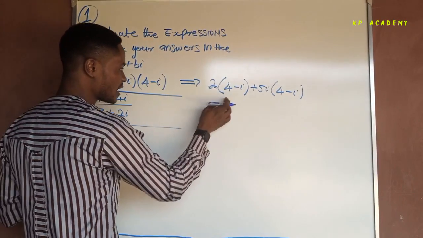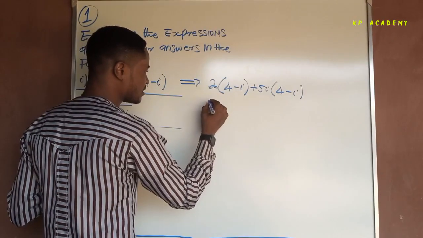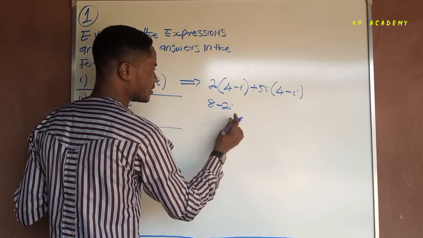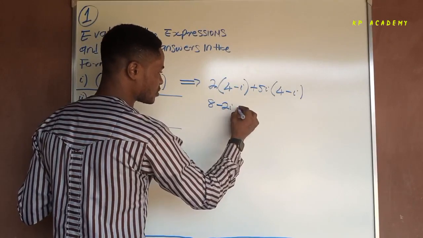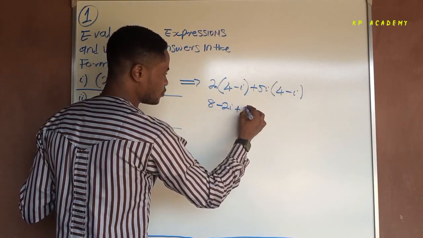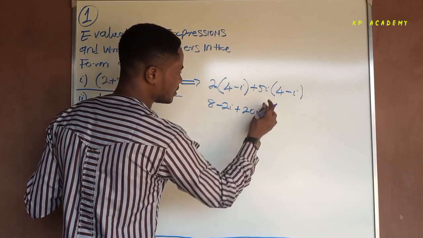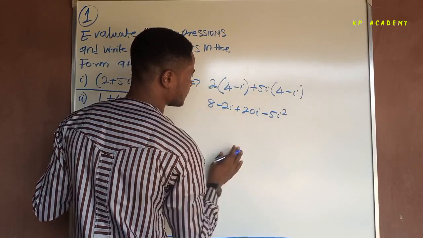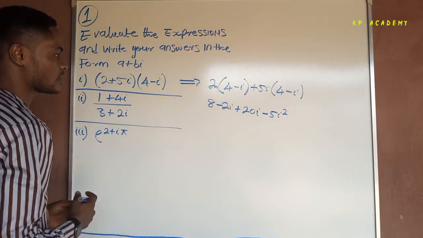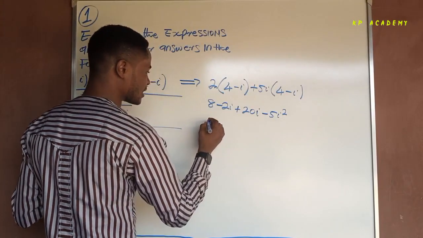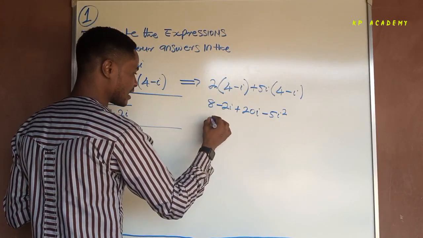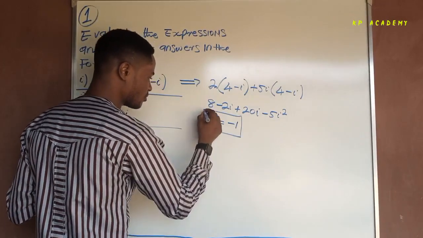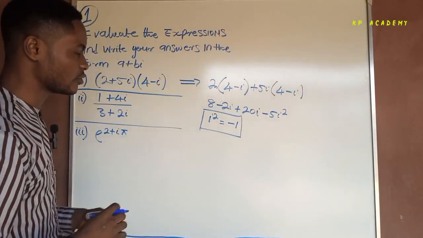So expanding this bracket with 2, we have that 2 times 4 is nothing but 8, 2 times minus i is nothing but minus 2i. Again, 5i times 4 is nothing but plus 20i, yes, then 5i times minus i is nothing but minus 5i squared. Very, very important. Having obtained this, I want you to know that in complex number, i squared is nothing but minus 1. So please do well to check out my video under complex number. I dealt with all of these things.